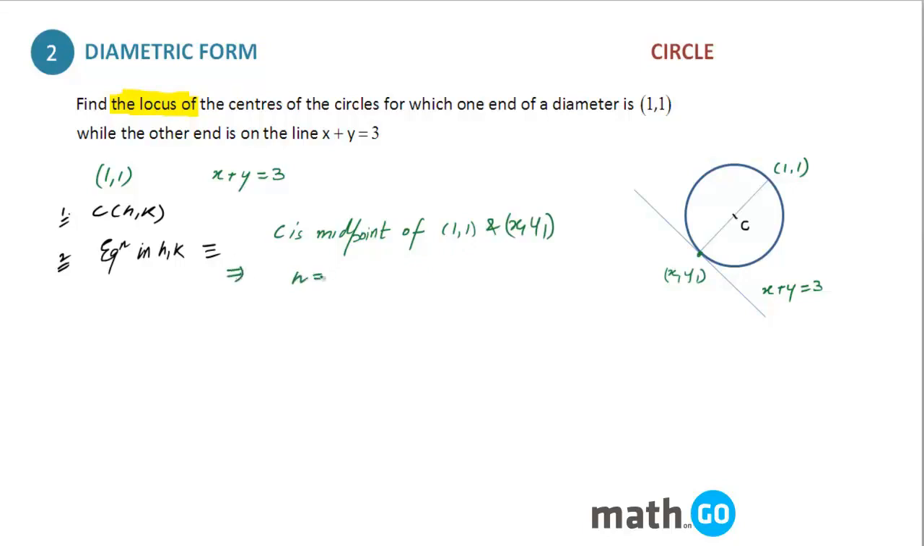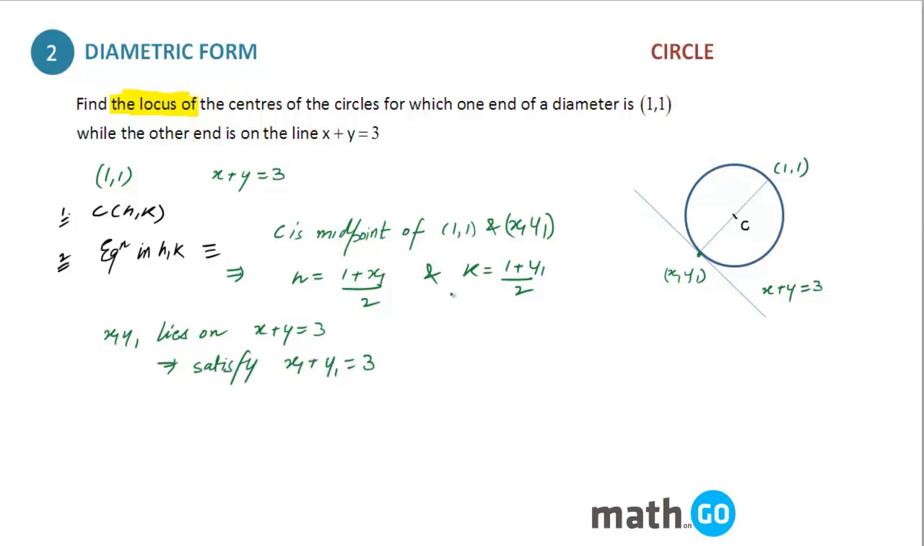तो अब देखो इससे क्या मिल गया मुझे, h is equal to 1 plus x1 by 2 and k is nothing but 1 plus y1 by 2, right? ठीक है. और मुझे इस चीज में क्या पता है, x1 y1 lies on which line, x plus y is equal to 3. So that means this should satisfy this line. That means I can say x1 plus y1 is equal to 3.